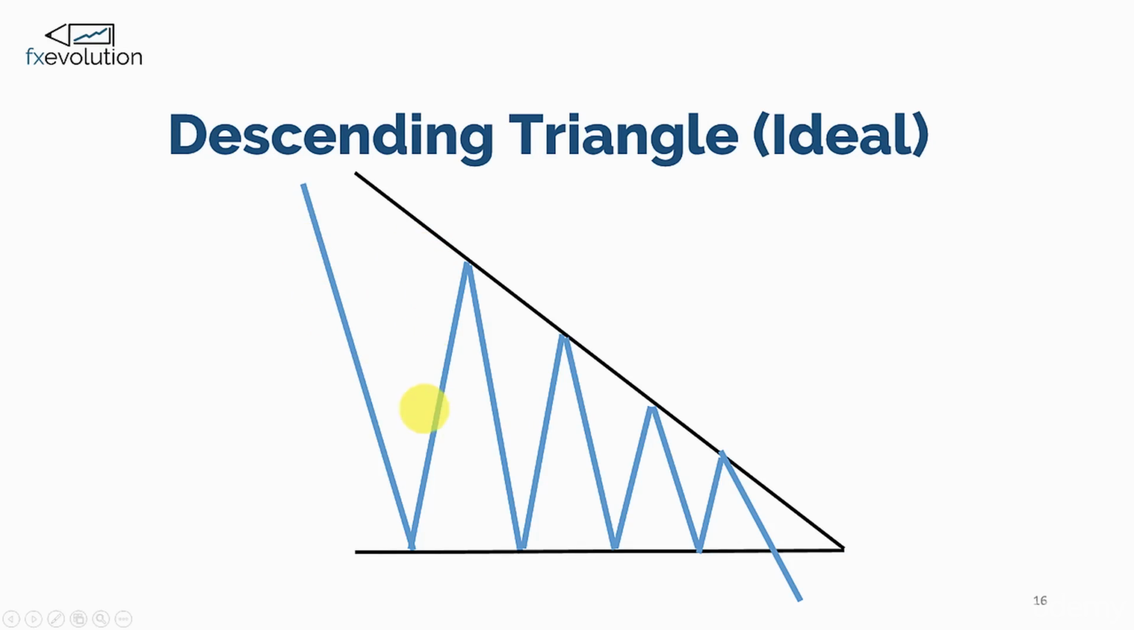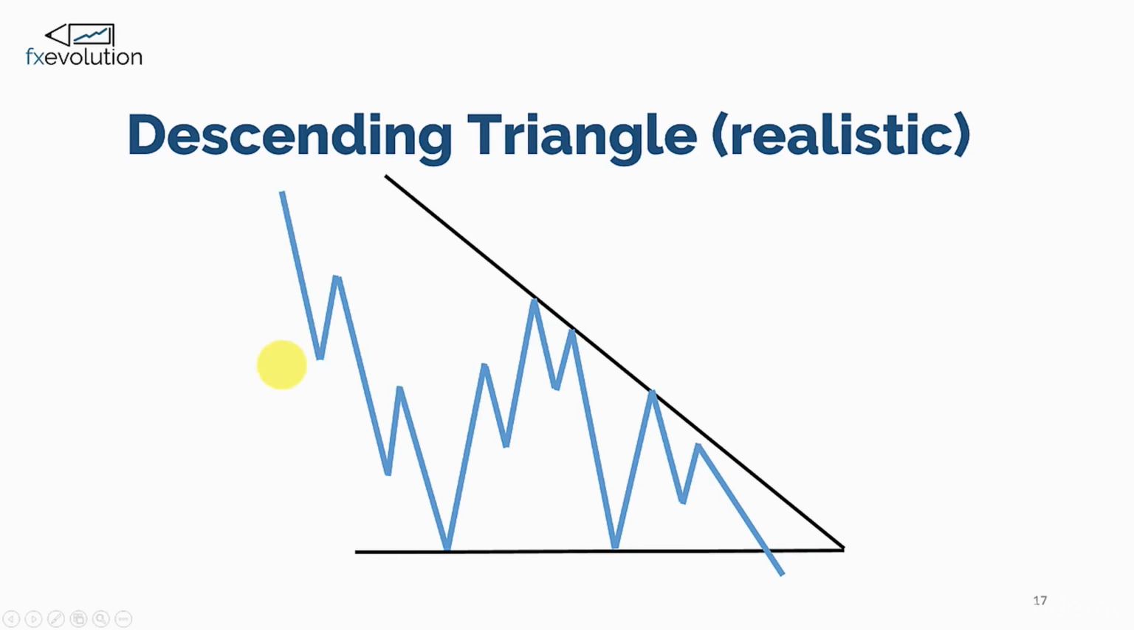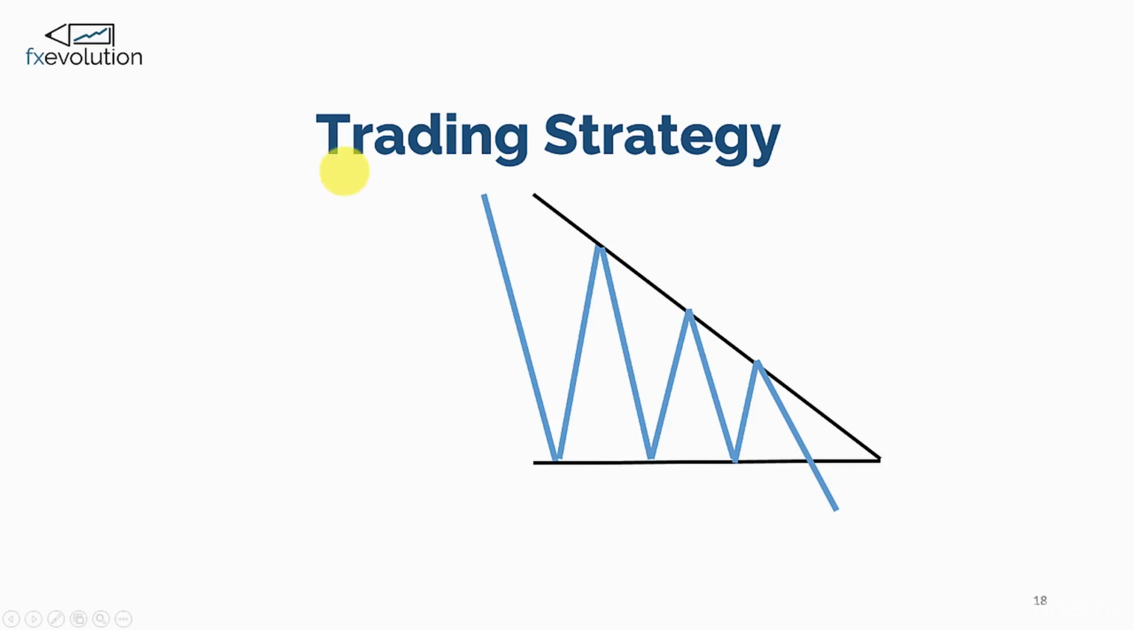So here we have an ideal descending triangle, a series of lows at the same point forming our support line, where price is being kept within this trend line here and being compressed until it finally breaks to a new low. In a realistic world, this is probably what we're going to see: one touch, two touches, and then we would look at a break and trade this break to a new low.